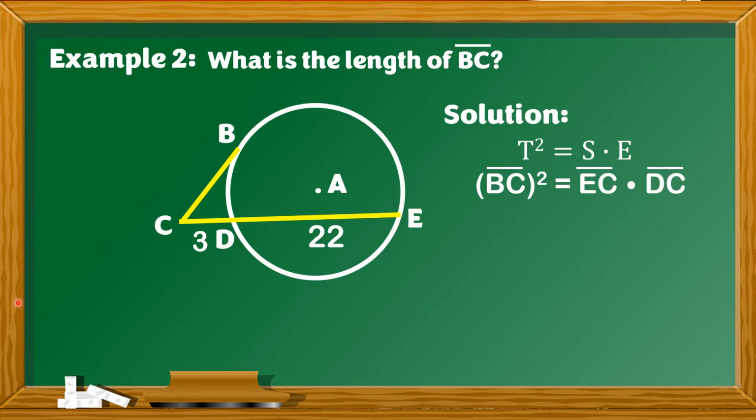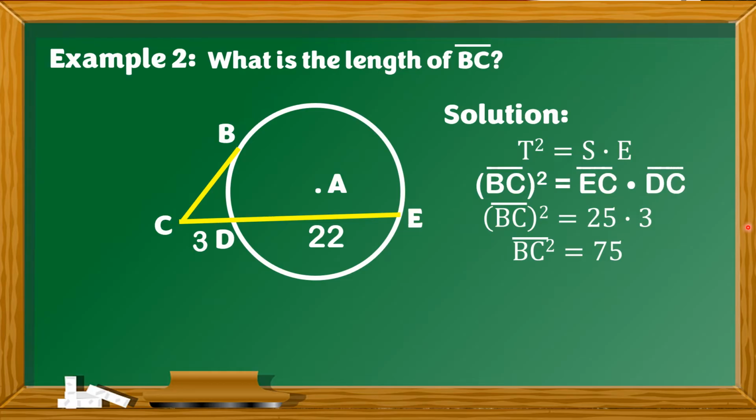We're going to substitute. The length of line segment EC is 22 plus 3, which is equal to 25. And the length of line segment DC is 3. So we have now the equation: line segment BC squared is equal to 25 times 3. The product of 25 and 3 is 75, so line segment BC squared is equal to 75.